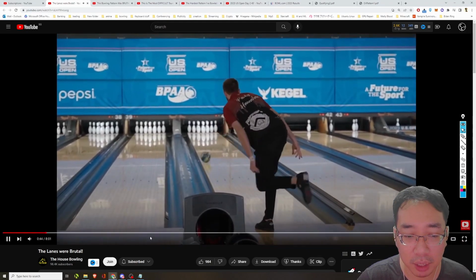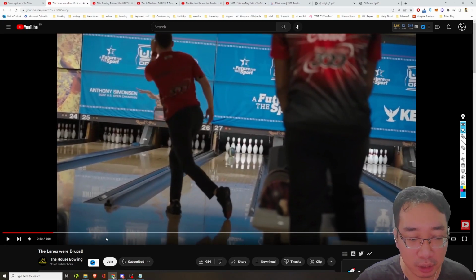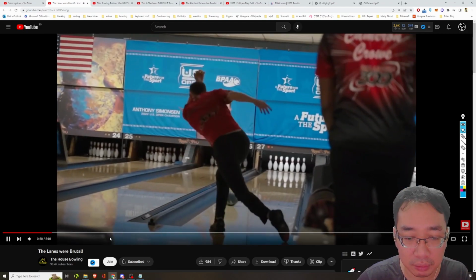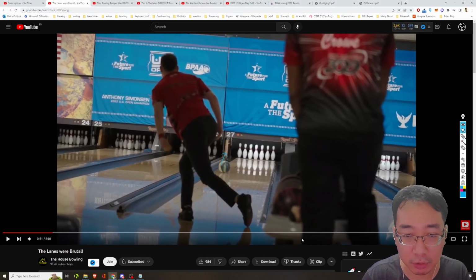Okay, another shot from Packy. Maybe I'll fast forward a little bit. Okay, so this is Kevin Williams' shot. Reverse a little bit. You can see that he's almost going purely forward roll. Let's reverse a little bit and go back by a few frames.